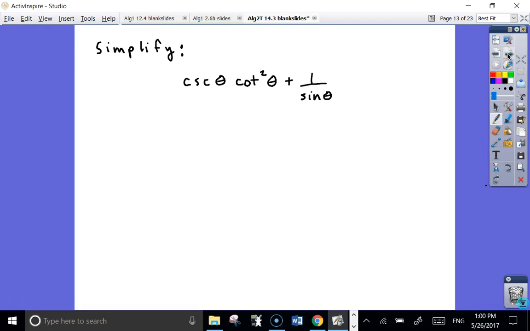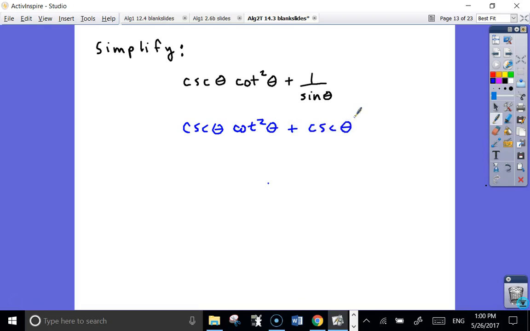the first thing I noticed in this one is that there's a cotangent squared. And I know that there's one of our Pythagorean identities that's got that in there. So my first thought is, I wonder if I should do something with that. But then I noticed that one of them's got a cosecant theta, and the other one's got a 1 over sine. Isn't that the same thing? Why don't we make those the same thing? I'm going to do it like this. I'm going to say this is cosecant theta times cotangent squared theta. And then I'll change that 1 over sine to a cosecant.